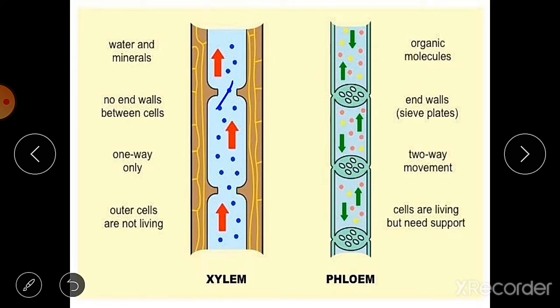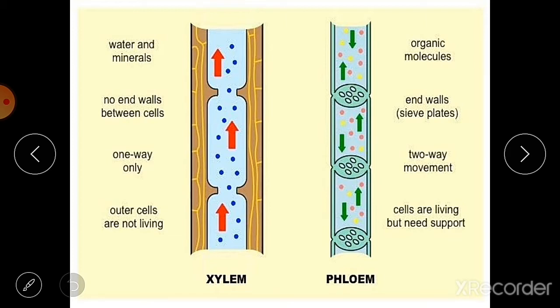This is the one-way, or unidirectional, transport in the xylem tissue, and here you can see the bidirectional, meaning upward also and downwards also. These are the two tissues that are present in the plant, that is xylem and phloem.